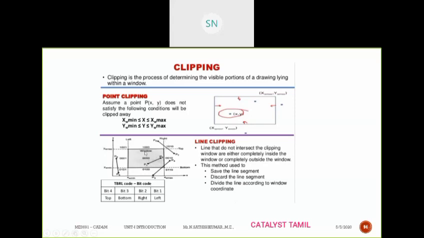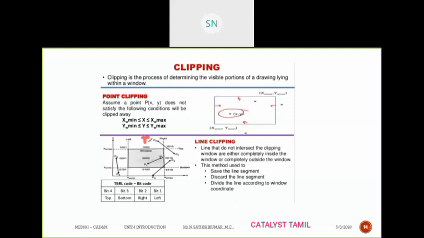So this region is called the top region. Why is it called the top region? Because it is available above the window, immediately on top of the window. So that's why it is called the top region.